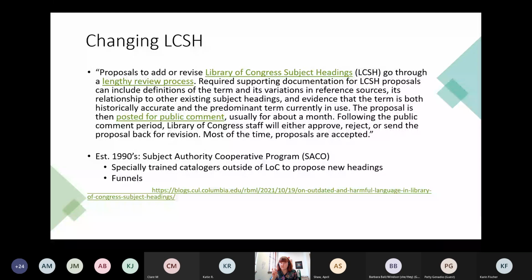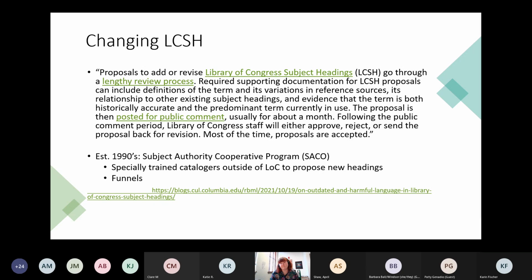And so these funnels have now been created. You'll hear the term SACO funnel if this is an interest of yours. Basically it is a cooperative group of librarians and catalogers who create proposals, but on specific topics. There's a medical SACO funnel, there is an LGBTQ plus SACO funnel, there's an African American SACO funnel, and they stay in those categories of experience or identity, and ensure that the headings that are present are good and add any updates, but they work on proposals together. I think that's a really great process, and it definitely lessens the burden of making controlled vocabulary better and getting changes to occur.